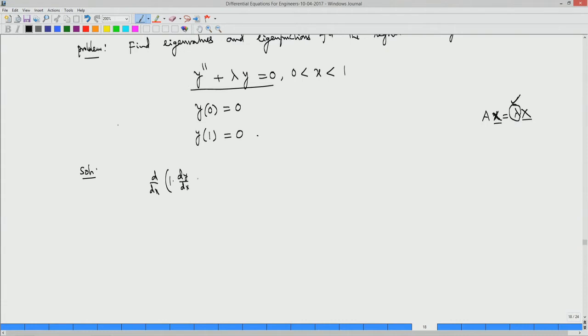So, this is 1, p of x is 1. So, that is what we are putting. So, plus q is 0, okay, 0 into y plus lambda into 1 into y equal to 0. Okay. So, from this you can recognize what is your p of x. P of x is 1, q of x is 0 and w of x is 1.